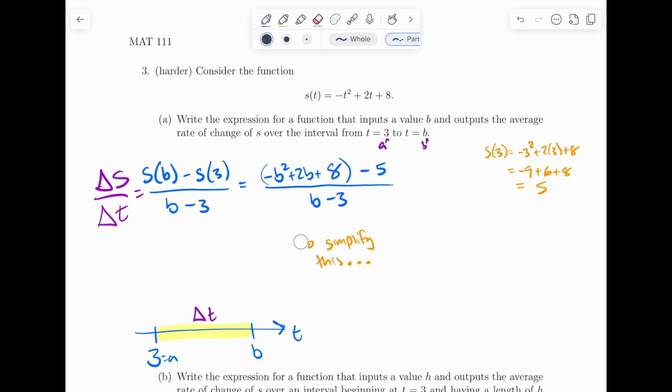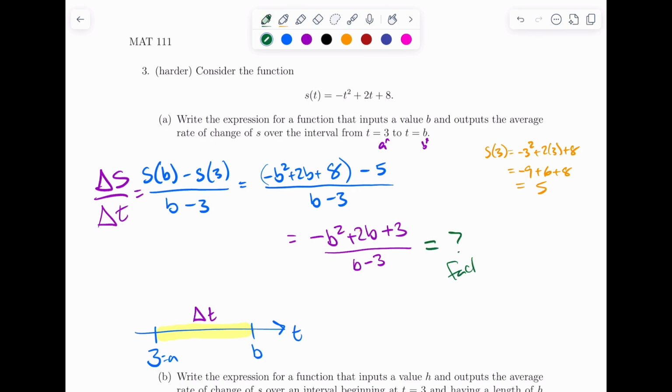I told you we could simplify this a little bit, so let's do that. We can combine like terms in the numerator: minus b squared plus 2b plus 8 minus 5 is plus 3. And maybe you recognize that we could go even a little further by factoring. Maybe we'll save that for later. So let's move down to part B.